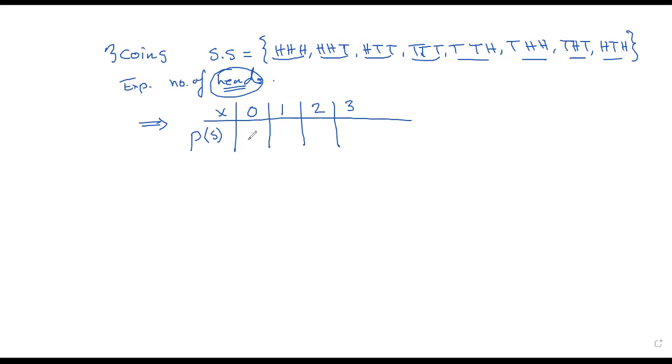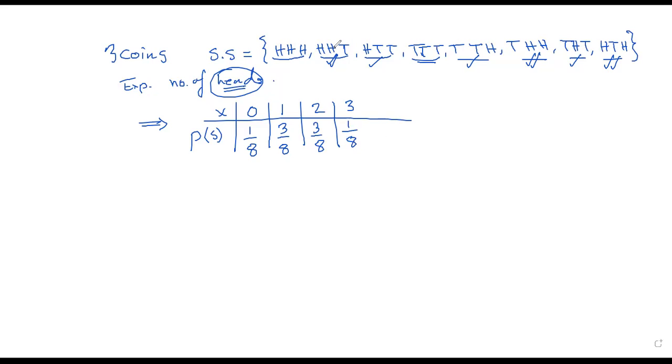Now, what's the probability to get 0 head? There is only 1 out of 8. 1 head: this is 1 and a 2 and a 3, so that's 3 out of 8. 2 heads: that's a 1, that's a 2, that's a 3, so that's 3 over 8. And 3 heads, we have only 1 over here.